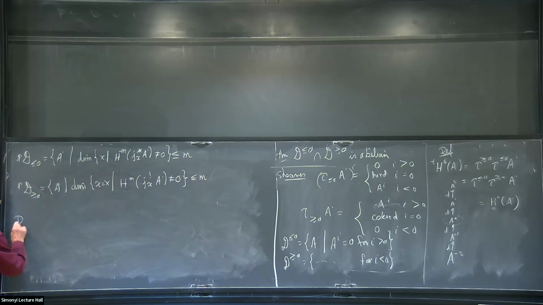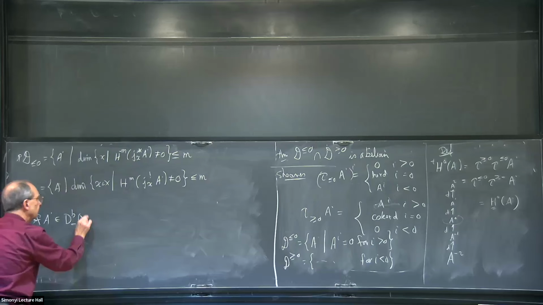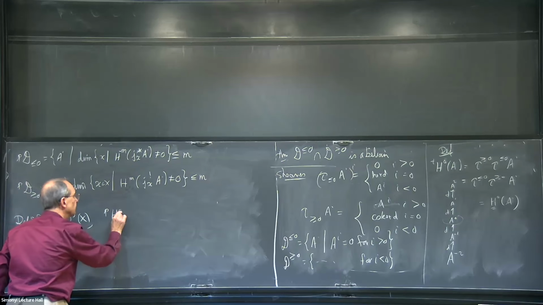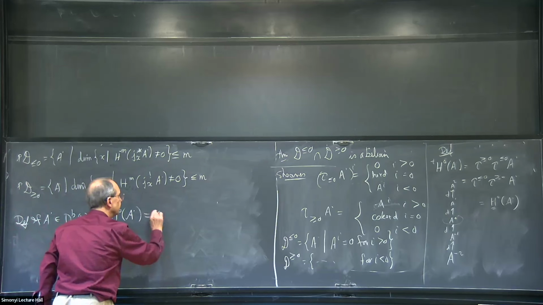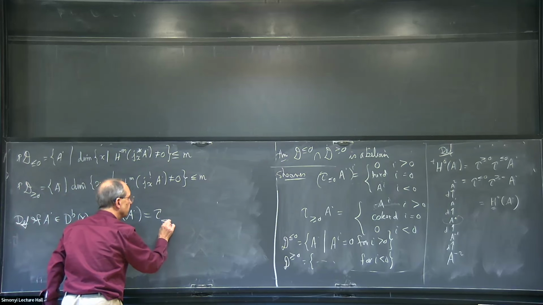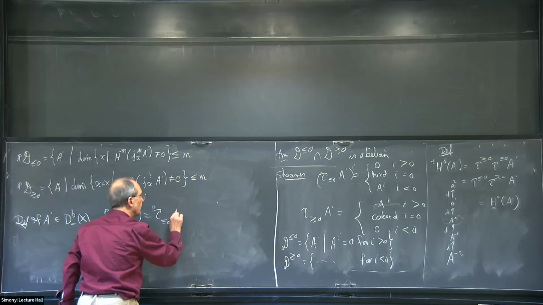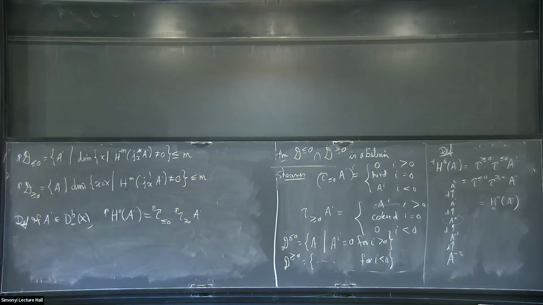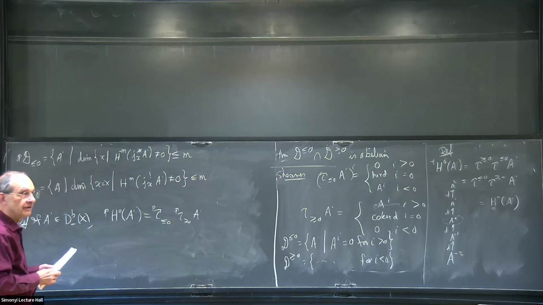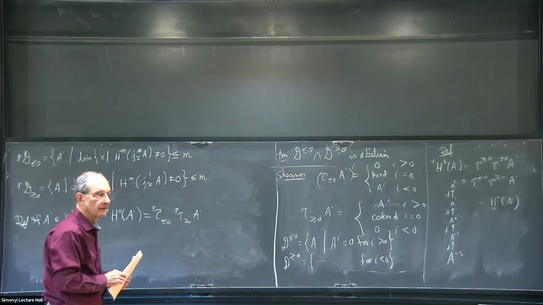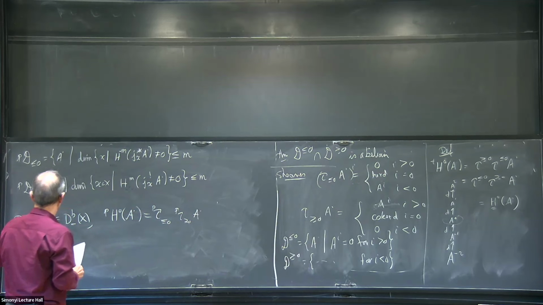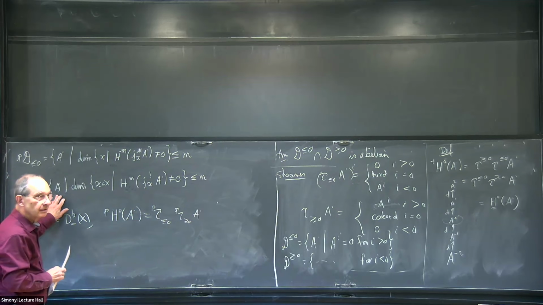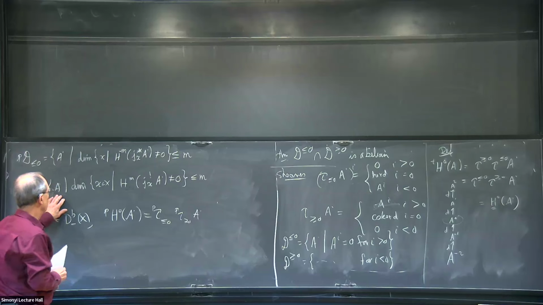And then the definition is that if A dot is in D^b_c(X), the perverse cohomology of A dot is perverse tau less than or equal to zero, perverse tau greater than or equal to zero of A dot. What is perverse tau? What is perverse tau, the p tau, next line?